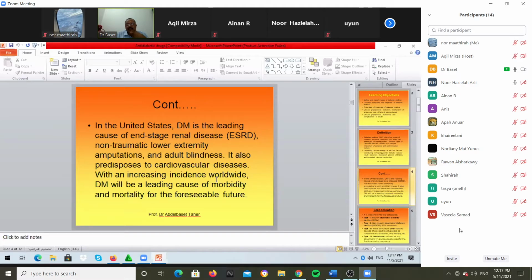Finally, we can consider that this disease may be a leading cause of morbidity and mortality in the future. So this is the risk of diabetes, and so diabetes is very important to deal with.